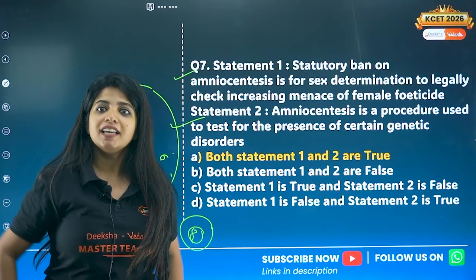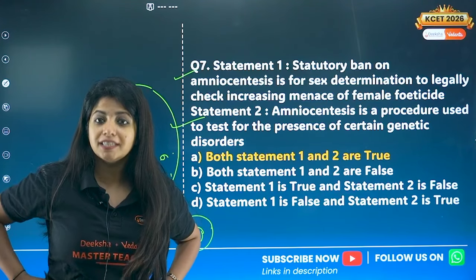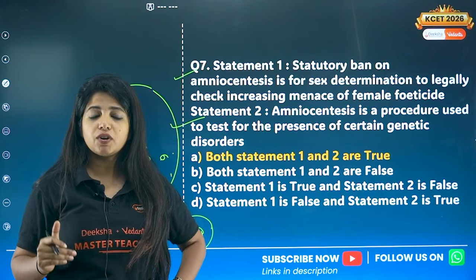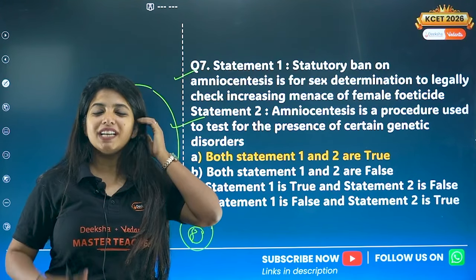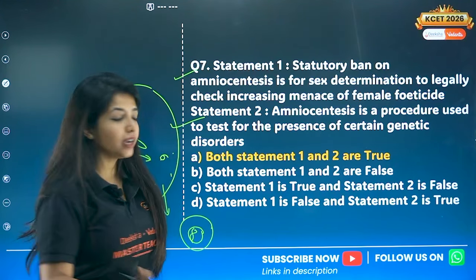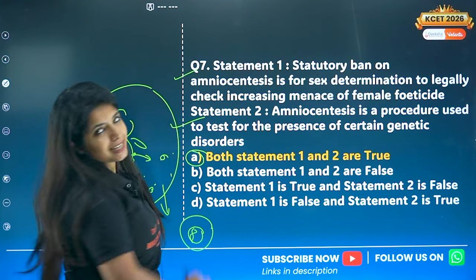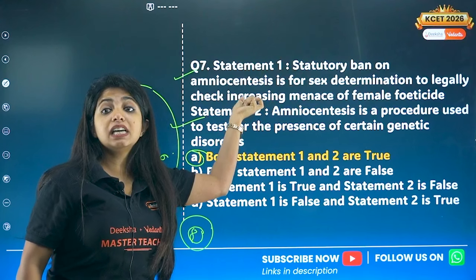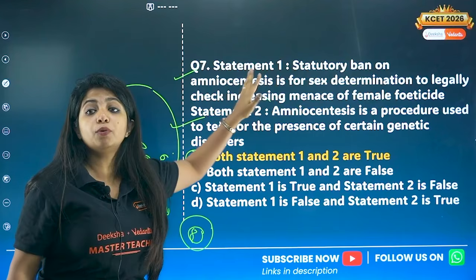Be sure you know the genetic disorders. If you are asked, can you find jaundice with the help of amniocentesis? Say no, because jaundice is not a genetic disorder. So you should know the names of genetic disorders such as hemophilia, Down syndrome, all of it. Okay, so can I say both the statements are true? Yes. Make sure you're reading the statements carefully. They can twist it and say decreasing instead of increasing.